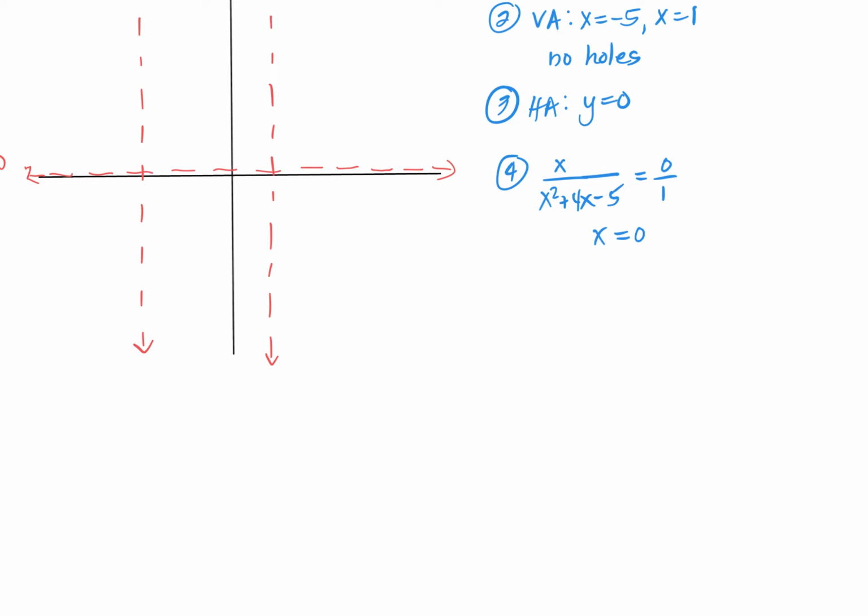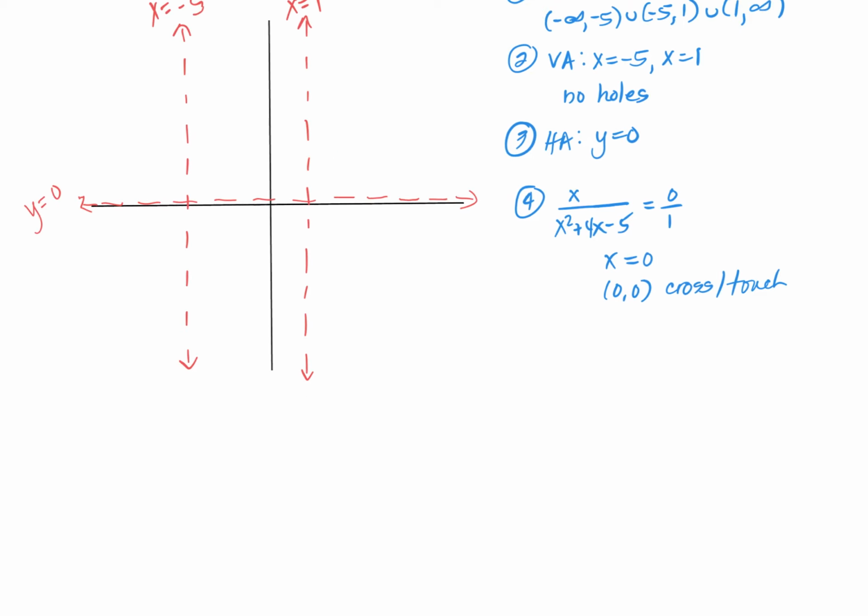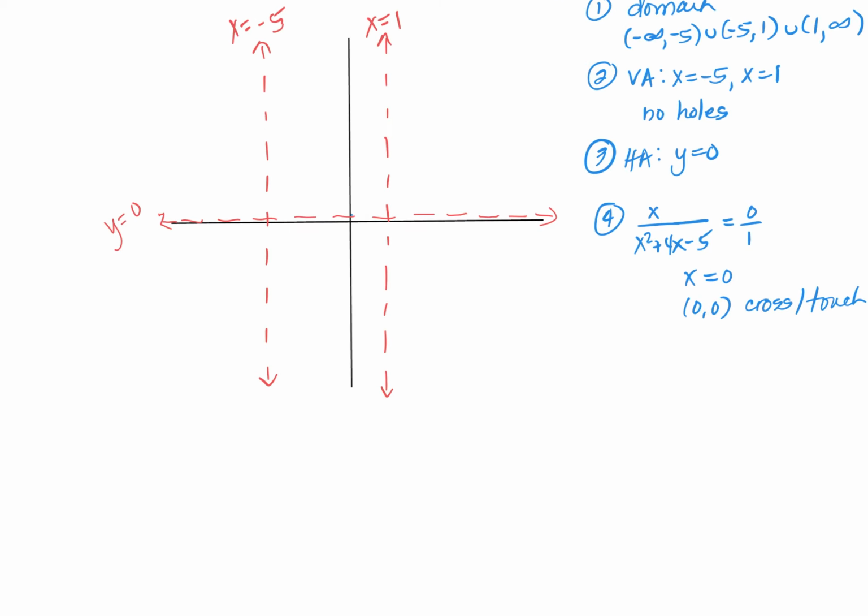So I need the x and the y value. I already know the y value. It's the horizontal axis, which is y equal to 0. Or you could just put that x equal to 0 back in the function to get y equal to 0. So the point 0, 0 is going to be a cross or a touch of that horizontal asymptote. So look at this.